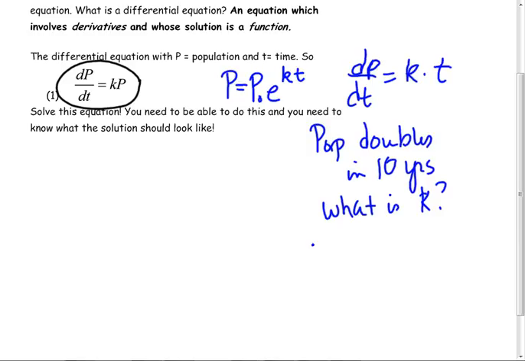If the population doubles, you recognize this and say just PERT. There are other ways you can solve, but if you're looking for time, you go, oh, it's just PERT. 2P naught equals P naught e to the k times what?